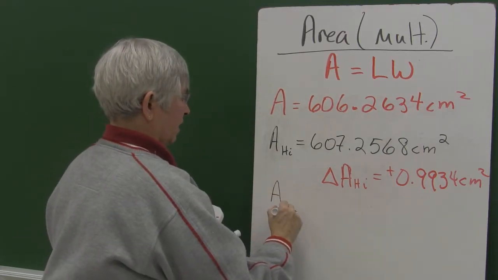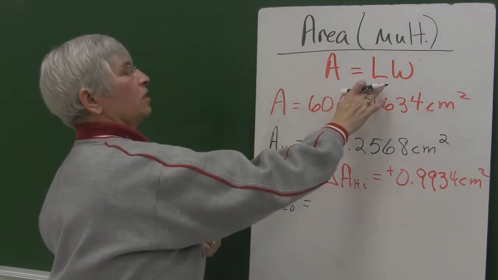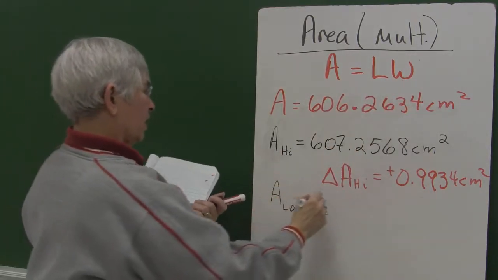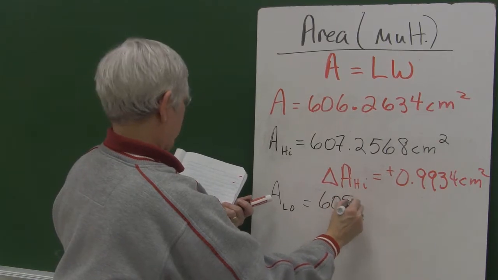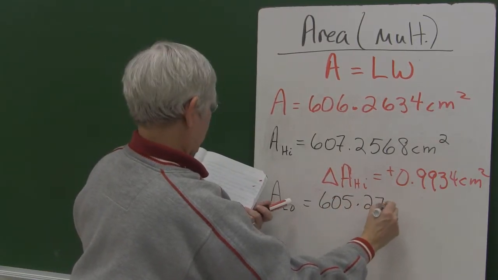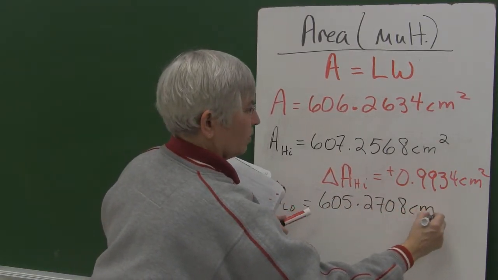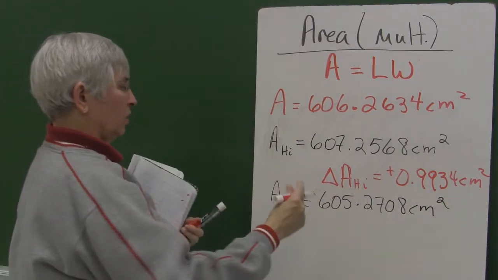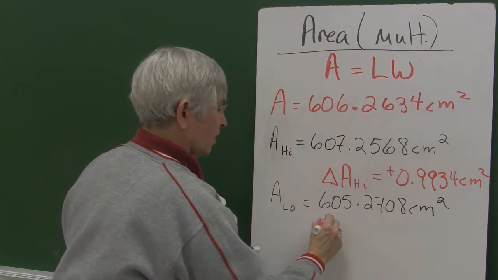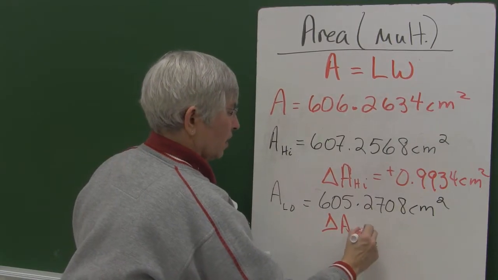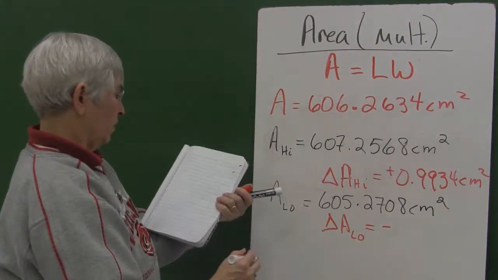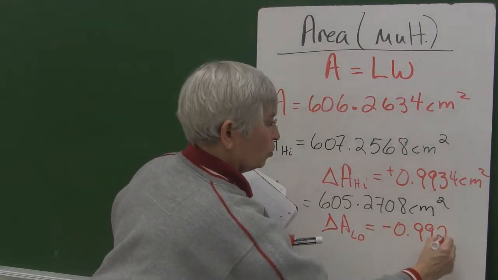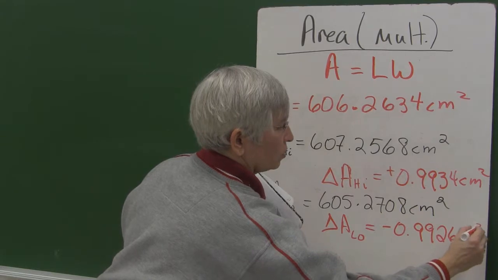Similarly, I can look at the deviation for the low end of things. So finding out the lowest value for the area would be using the lowest value for the length, lowest value for the width, and coming out with a value of 605.2708 centimeters squared, or I have a difference between this and my measured value at the lowest end of minus 0.9926 centimeters squared.